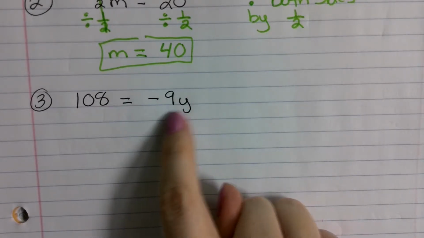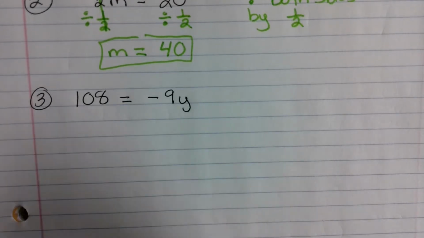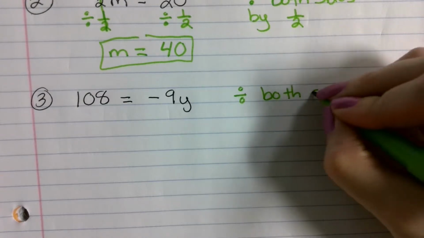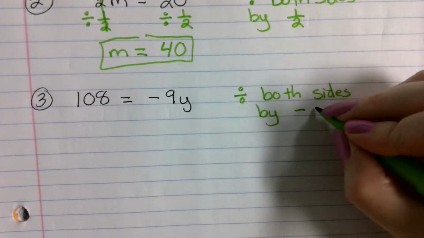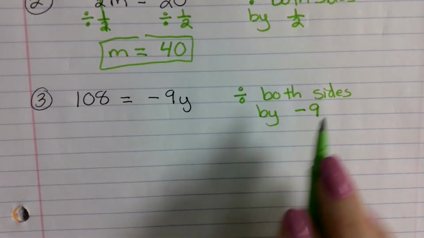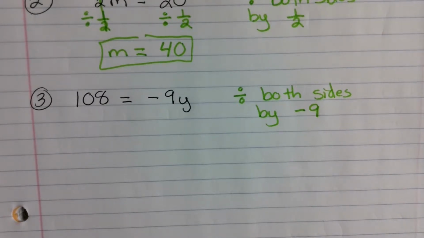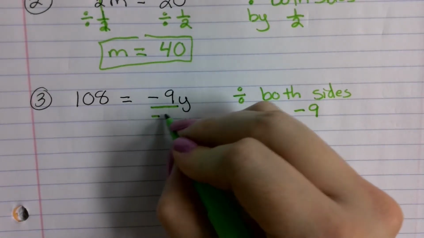Right now, this is multiplication. So the inverse operation is going to be division. So we're going to divide both sides by negative 9. You need to make sure you're including that negative because you want y by itself. If you don't divide by the negative, then the negative is going to stay with the y. But you want y completely isolated. So we're going to divide both sides by negative 9.